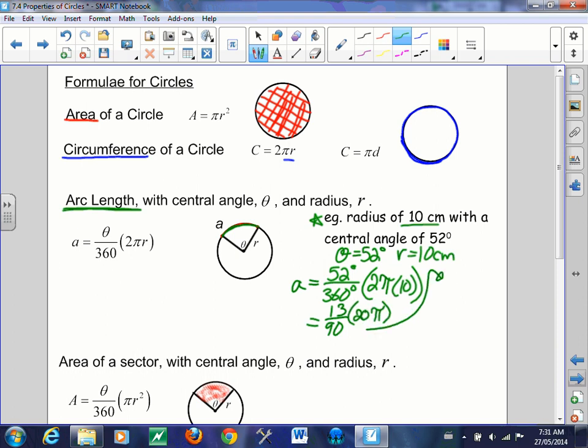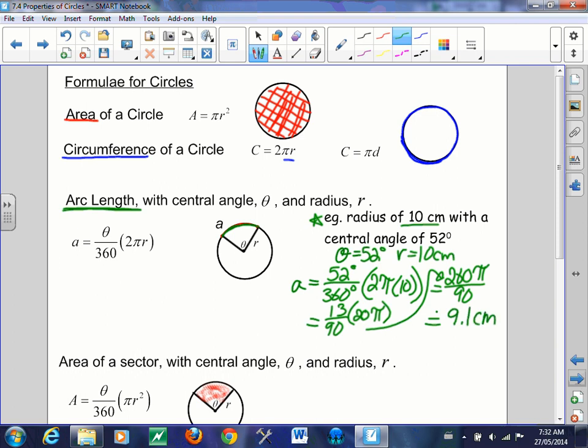Okay, a little bit more I'm going to do here. I'm going to multiply 13 by 20. So that's going to be 260 pi divided by 90. And then once you've got it simplified like that, just plug it in your calculator as is. Okay, all right. So plug it in your calculator and you should end up with approximately 9.1 centimeters.